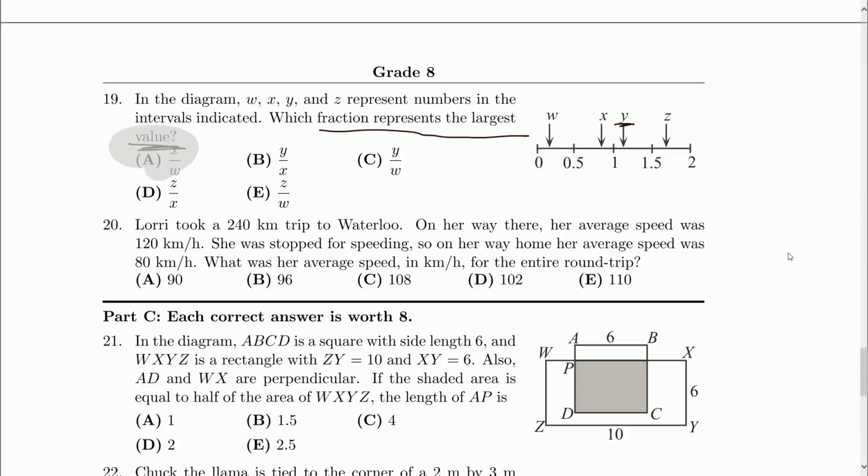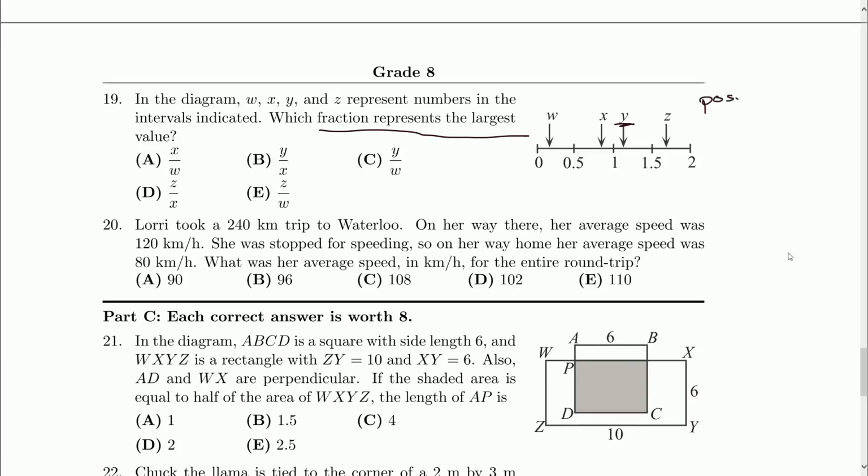Okay, and I have just covered up. There we go. So we've got X over W, Y over X, Y over W, Z over X, Z over W. So this is a question where we don't actually know the numbers, but we roughly know where they are. Some things I can note.